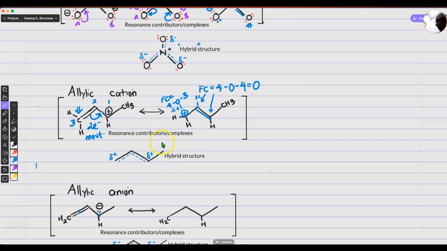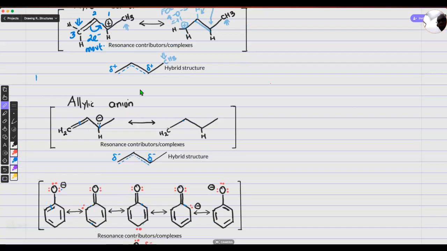It never goes to the last carbon. You see, this last carbon right here never gets the plus charge. So our track doesn't go all the way to the end. That's the hybrid, the average of the resonance structures. That was a cation. Remember, a cation is whenever you have a positive charge.